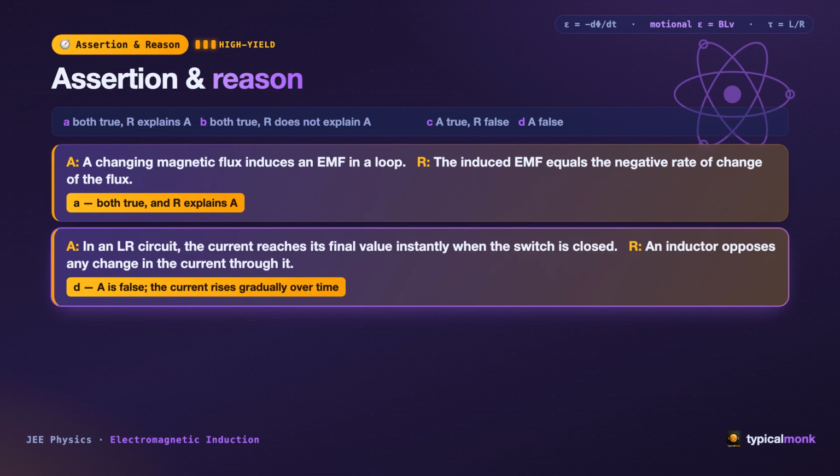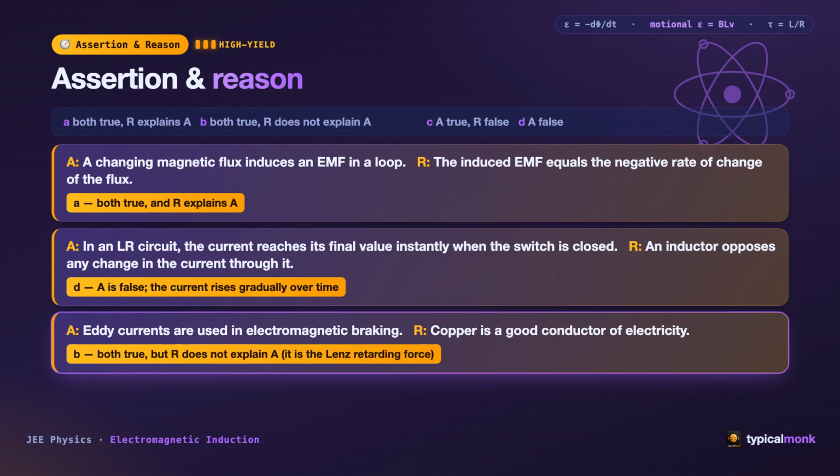Assertion. In an LR circuit, the current reaches its final value instantly when the switch is closed. Reason. An inductor opposes any change in the current through it. The reason is true, but the assertion is false. Because the inductor opposes the change, the current rises only gradually, over time. The answer is D. Third pair.